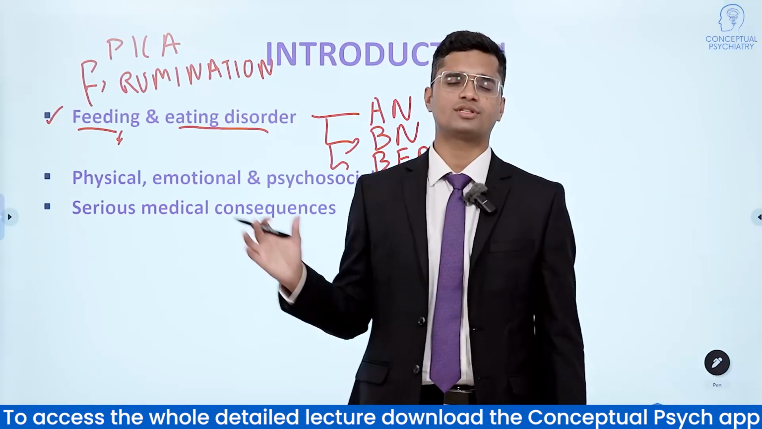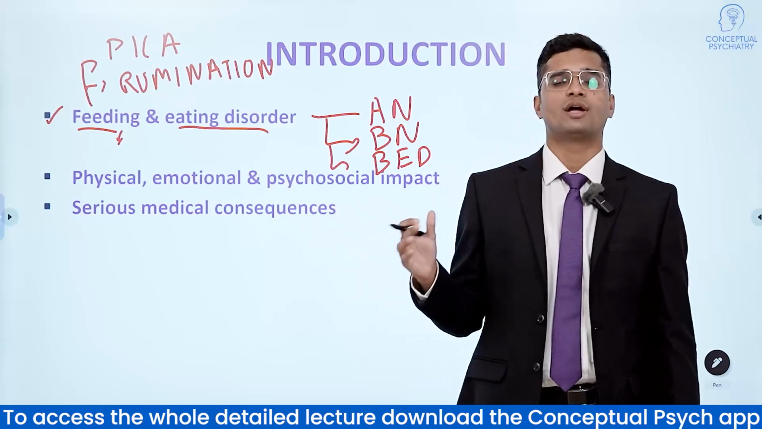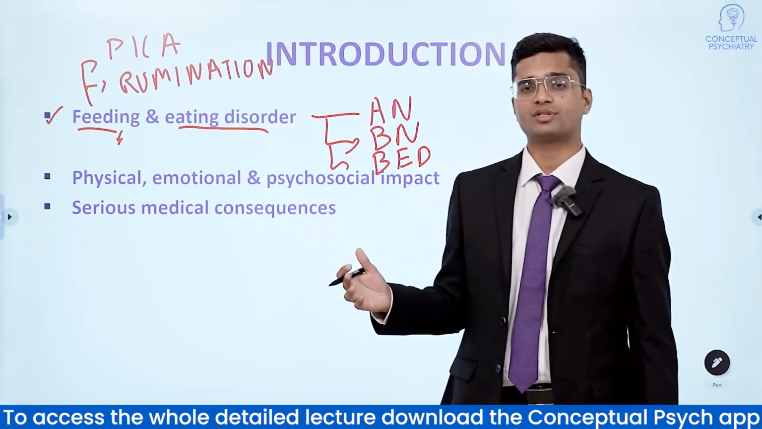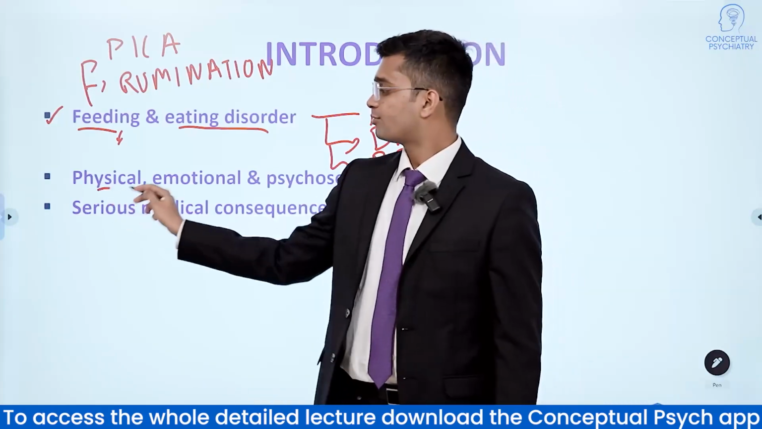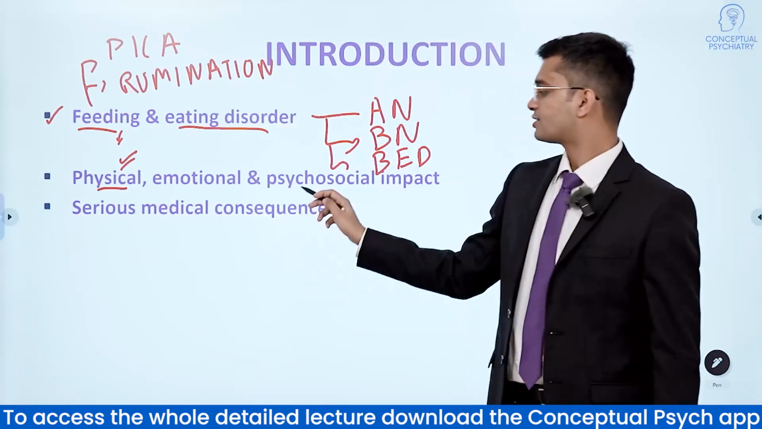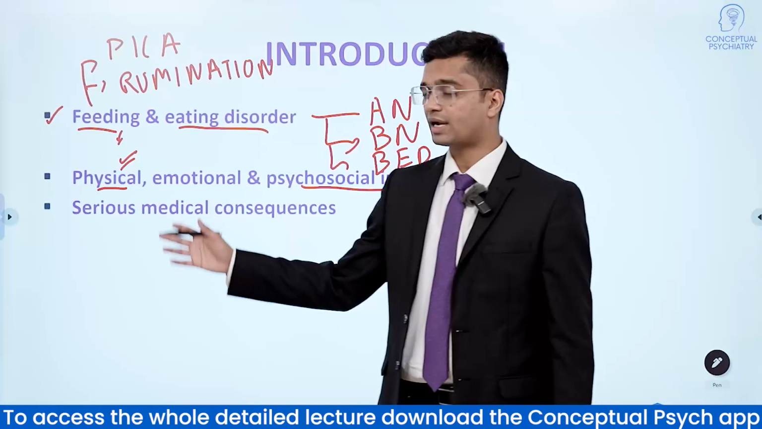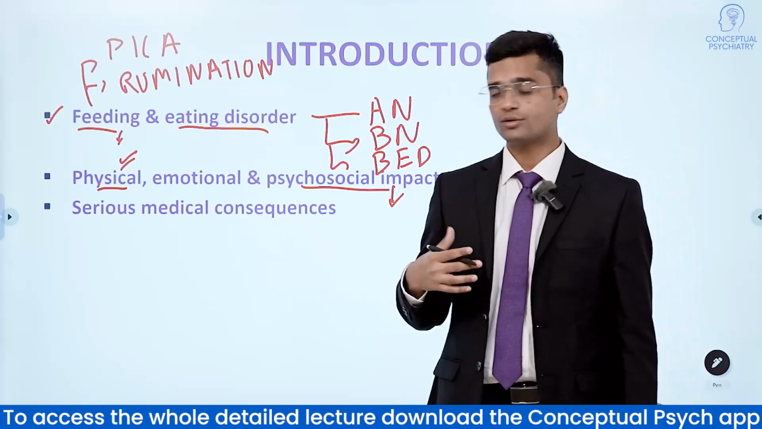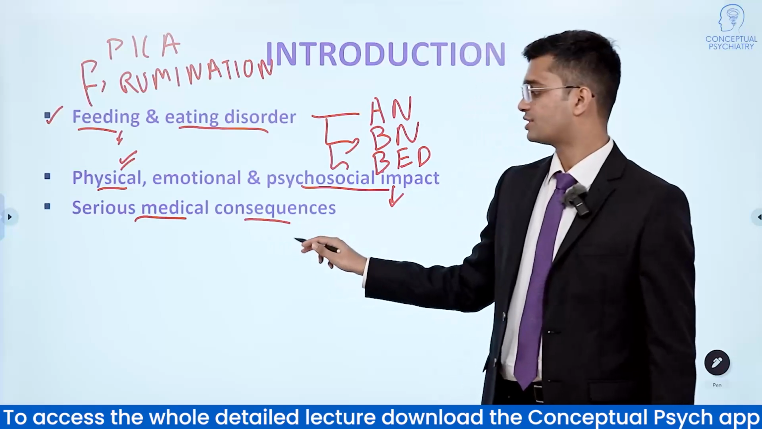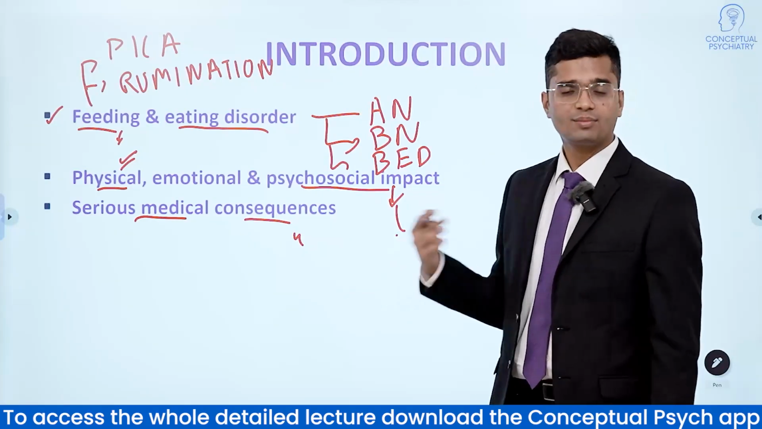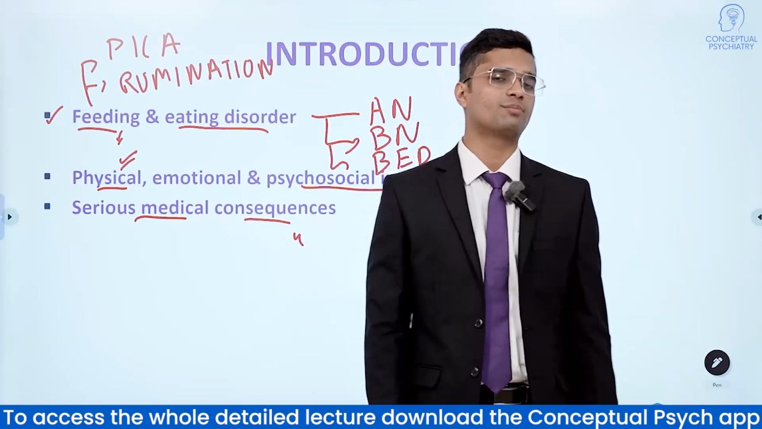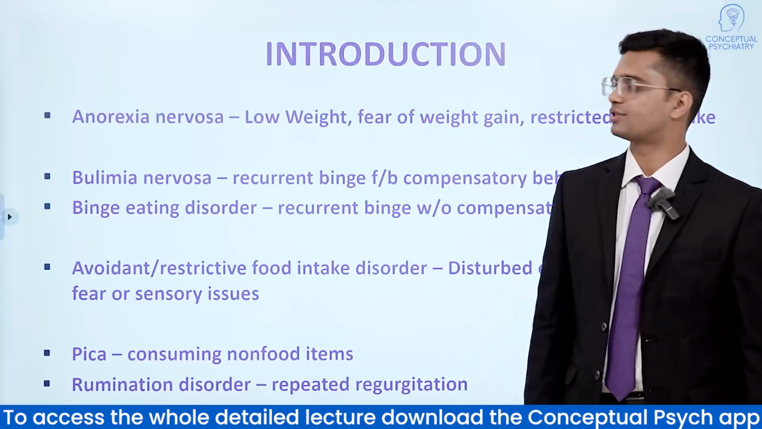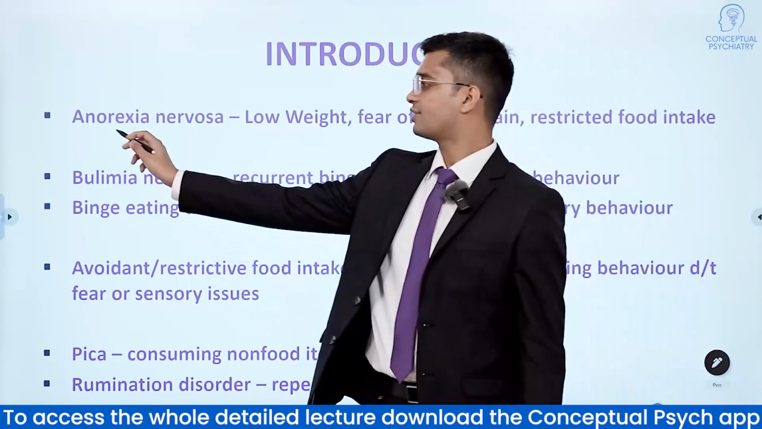The major importance of this group of disorders is because it does not only have an emotional or psychological impact on the person, but also leads to severe physical and psychosocial impairment, that is, affecting the medical or physical health of the person, leading to even serious medical consequences, as well as affecting the interpersonal relations of the patients. These are the named disorders in this group. First is anorexia nervosa.